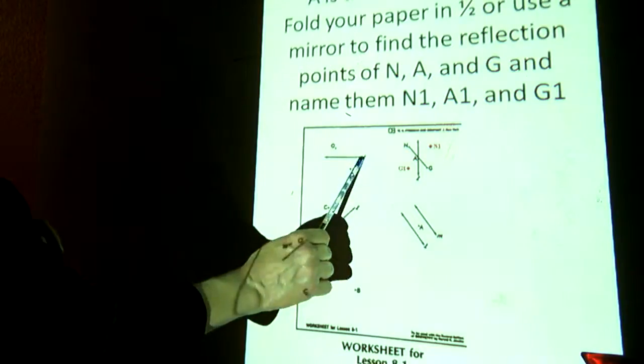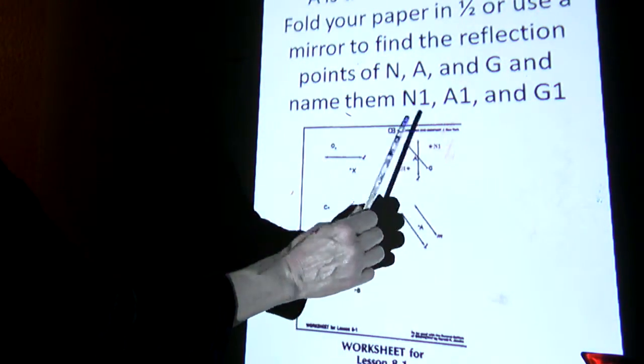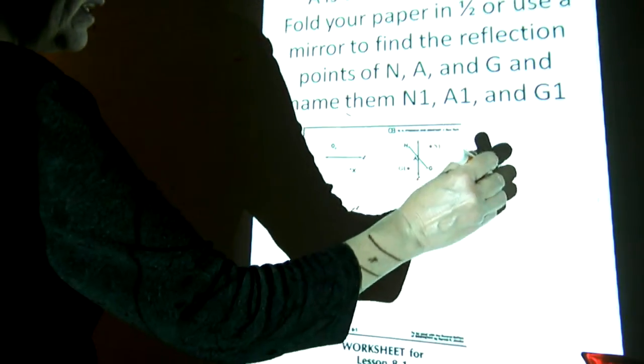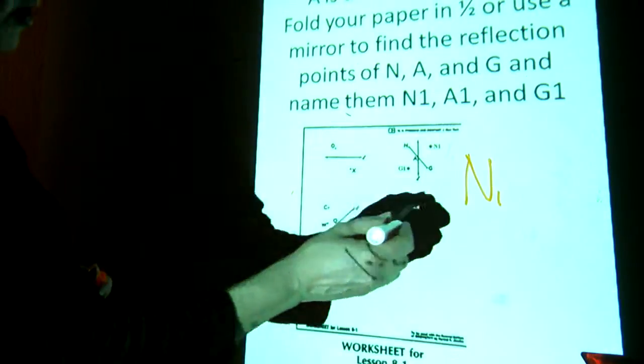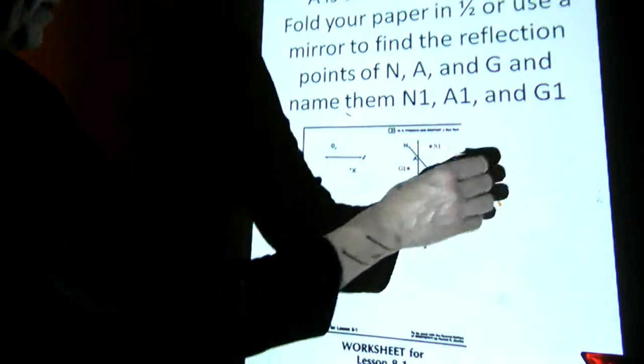So what we did here, you're going to do the same thing here. So over here, you're going to end up with, I'm saying N1, but it really should look like this: N, and then a little 1. But my program wouldn't let me do the little, whatever that's called, underscript or something like that.